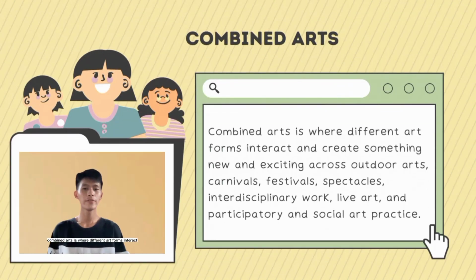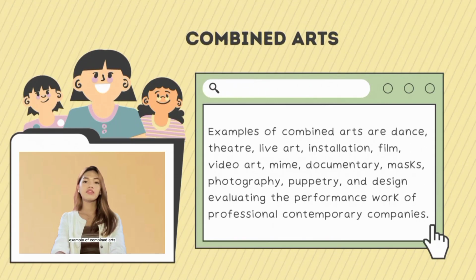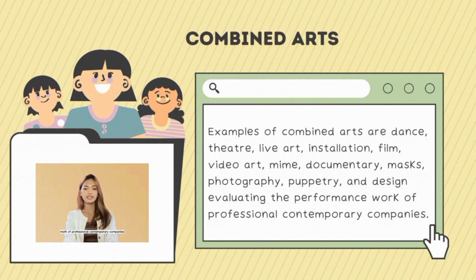Combined arts is where different art forms interact and create something new and exciting across outdoor arts, carnival, festivals, spectacle, interdisciplinary work, live art, and participatory and social art practice. Examples of combined arts events: theater, live art, installation, film, video art, mime, documentary, mask, photography, puppetry, and design, evaluating the performance work of professional contemporary companies.